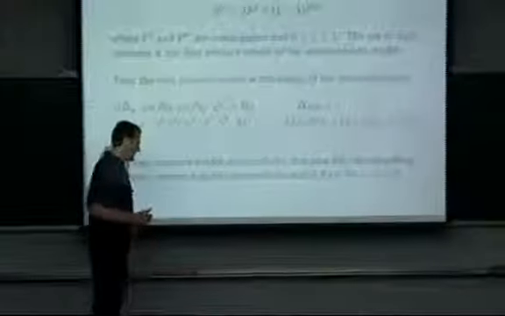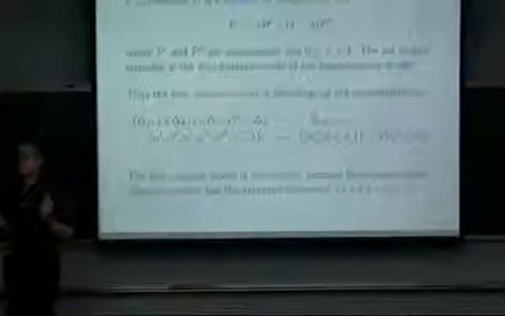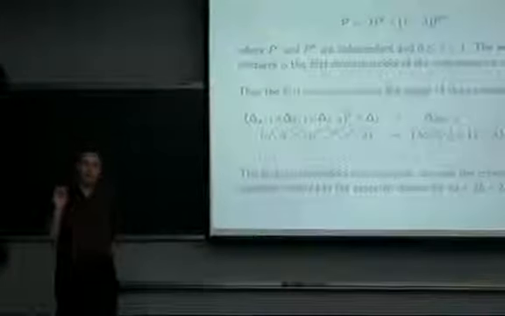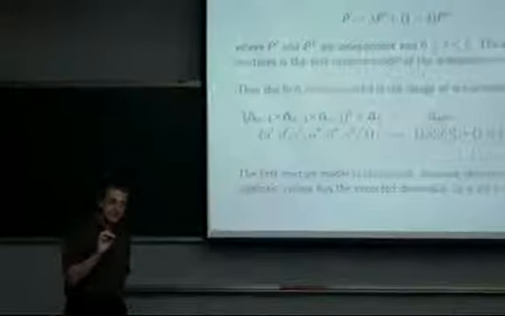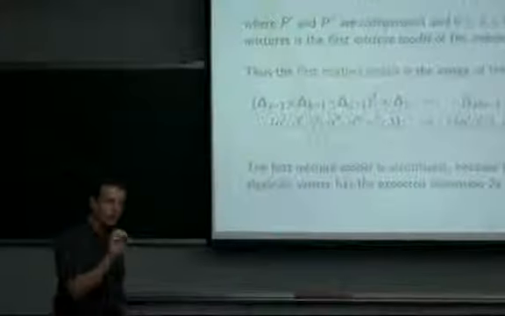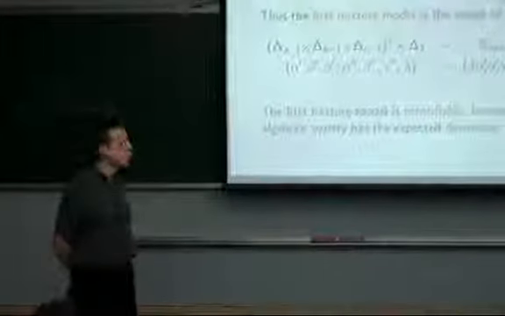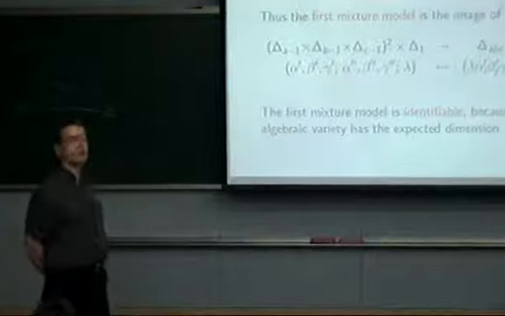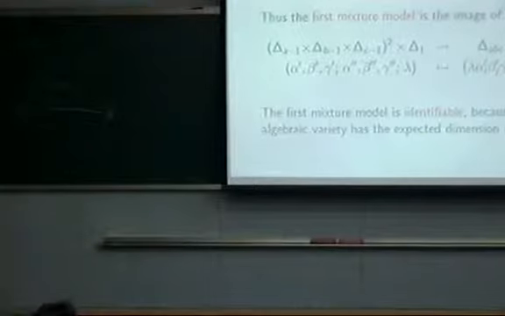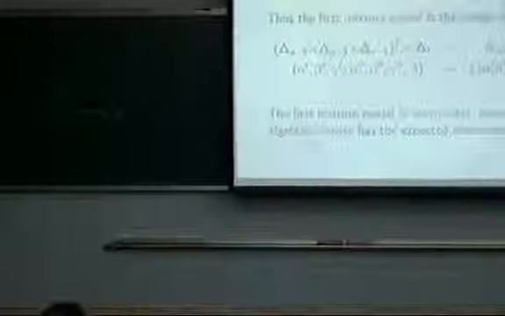So this says this mixture model has the expected dimension, and in statistics, people say the model is identifiable. Identifiable means that if you have data, and your data are on the mixture model, it's a locally one-to-one map, so you can locally recover the parameters by solving the equations. It's an identifiable model.